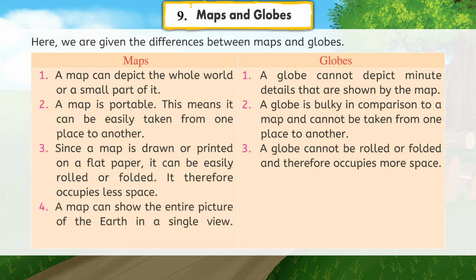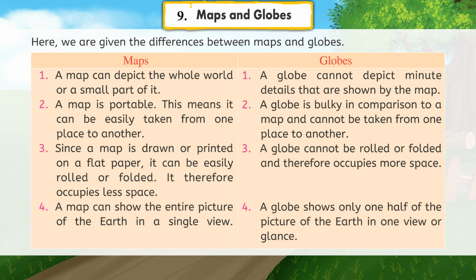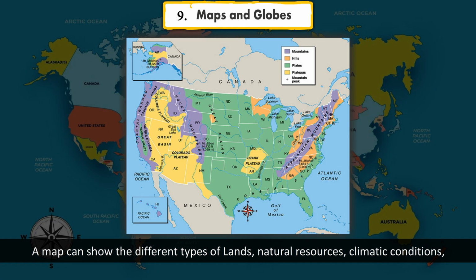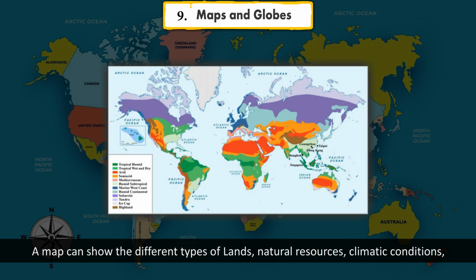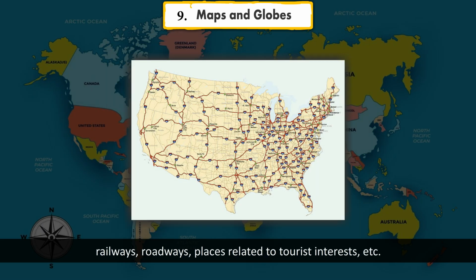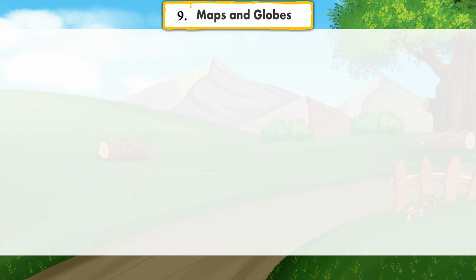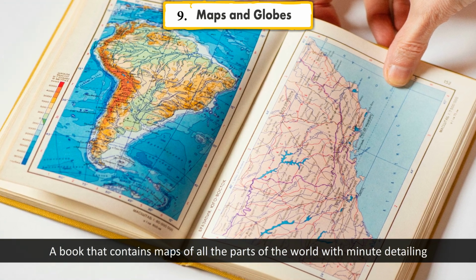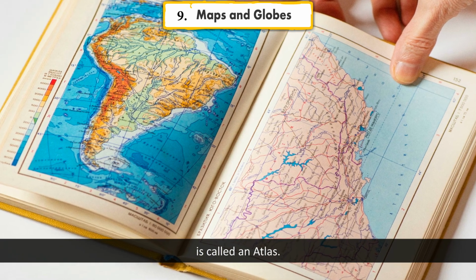4. A map can show the entire picture of the earth in a single view. A globe shows only one half of the picture of the earth in one view or glance. A map can show the different types of lands, natural resources, climatic conditions, railways, roadways, places related to tourist interests, etc. All these features cannot be shown on the globe. Atlas. A book that contains maps of all the parts of the world with minute detailing is called an atlas.